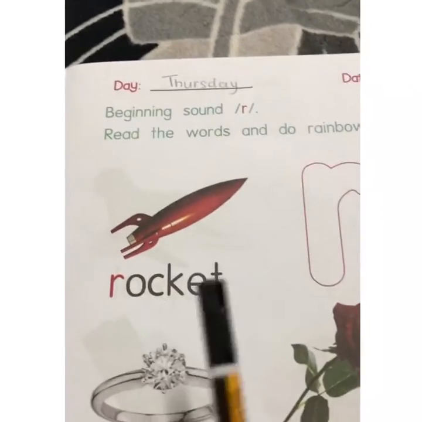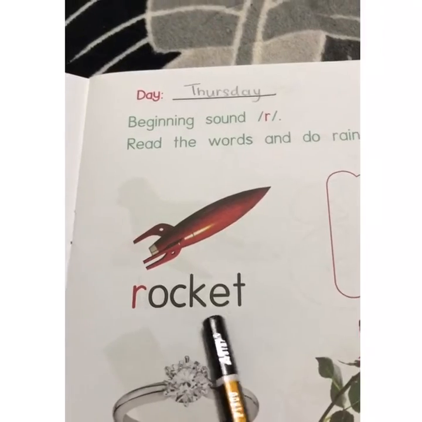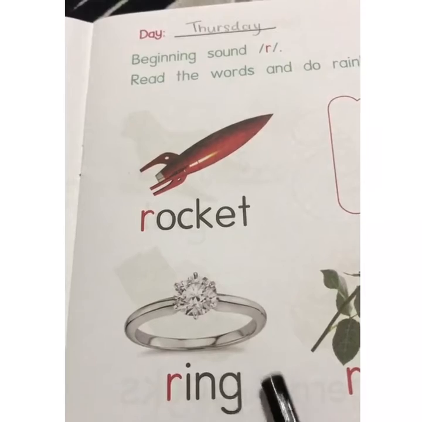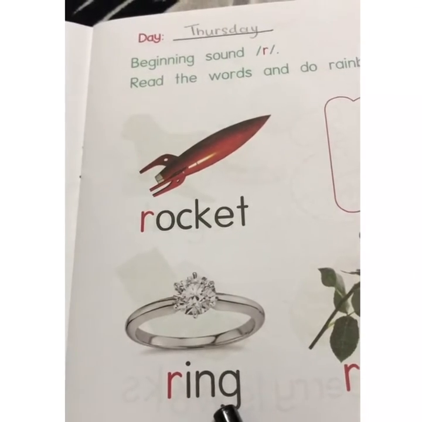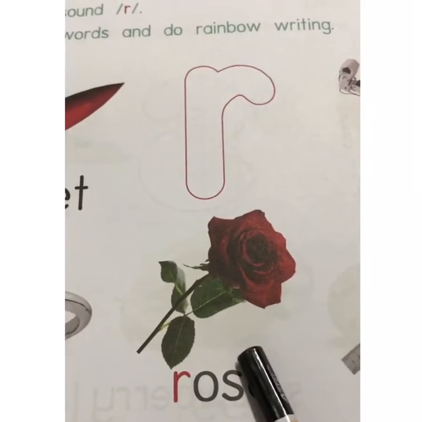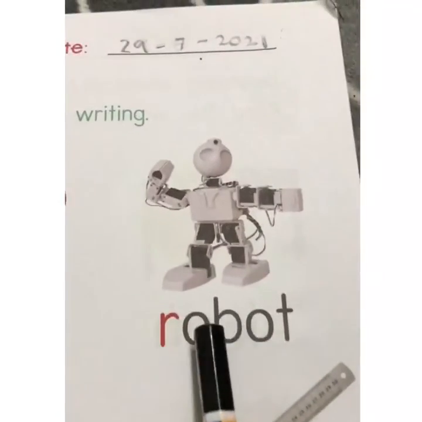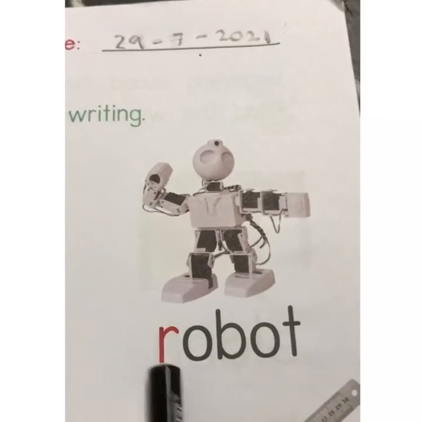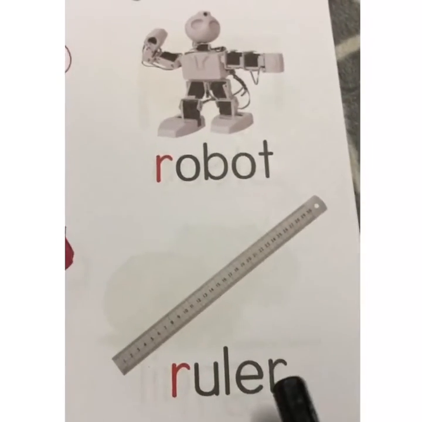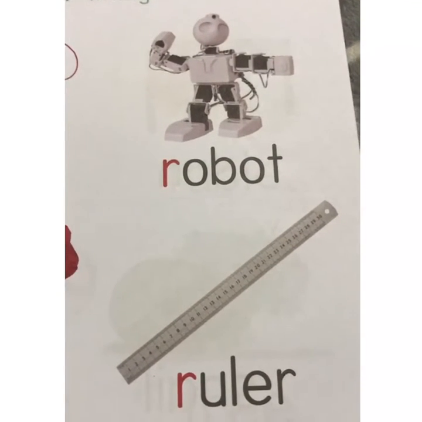Alright children, what is this? Rocket. Rocket. Alright, next is ring. Ring. And next is rose. Rose. Okay, what is this, children? Yes, robot. Robot. And the last one is ruler. Ruler.